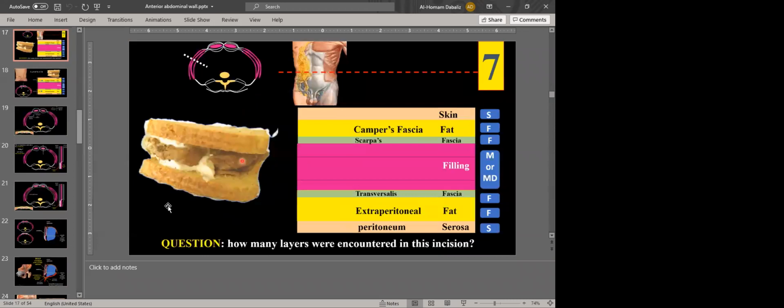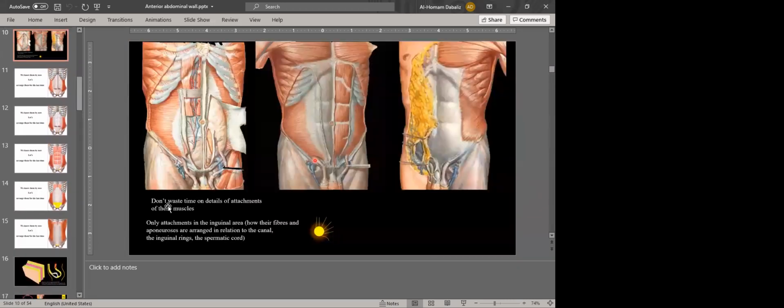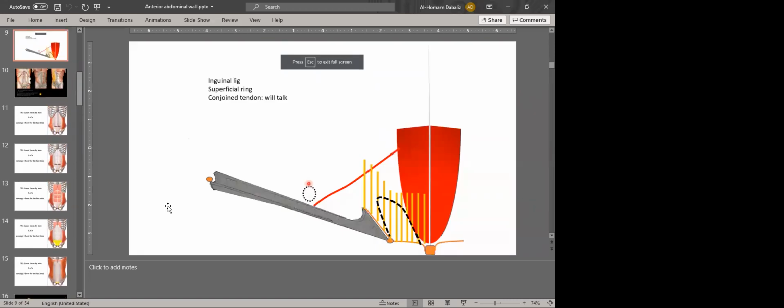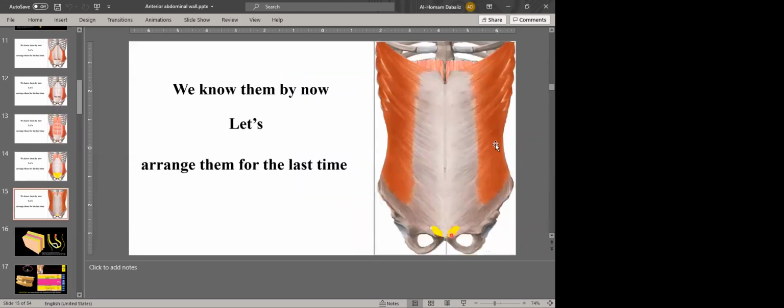So yeah, your testes need to go from your abdomen to your scrotum. Your scrotum is outside of the peritoneal cavity, outside of your abdominal cavity. So it needs to migrate through all of these layers that we were just talking about, just to go outside and go down to your scrotum.